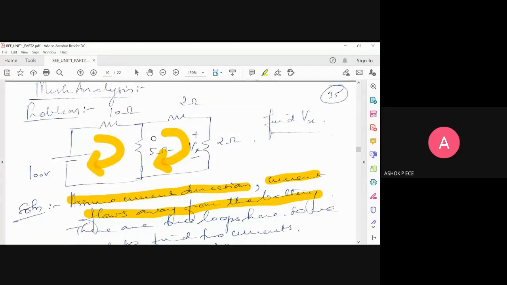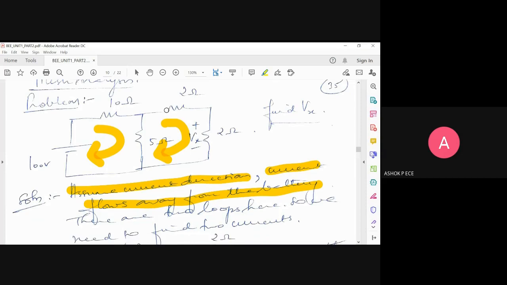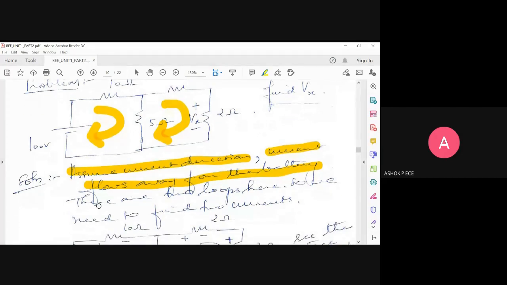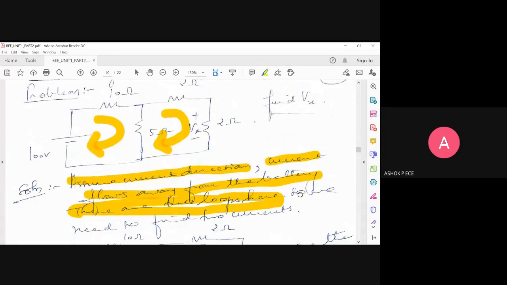So there is nothing wrong in using mesh and loop synonymously, but logic wise, remember they are not the same. You can simply replace mesh by loop also and use it for your convenience. Okay, so there are two loops here. Actually, logically three loops, but assuming mesh and loop are almost synonymous, I'm going to say there are two loops here. So I'm going to find the current.